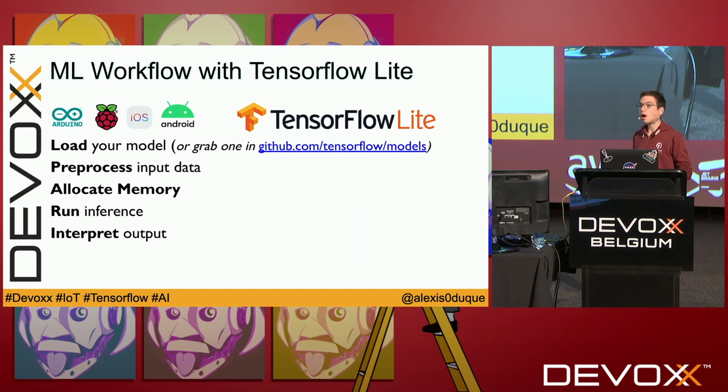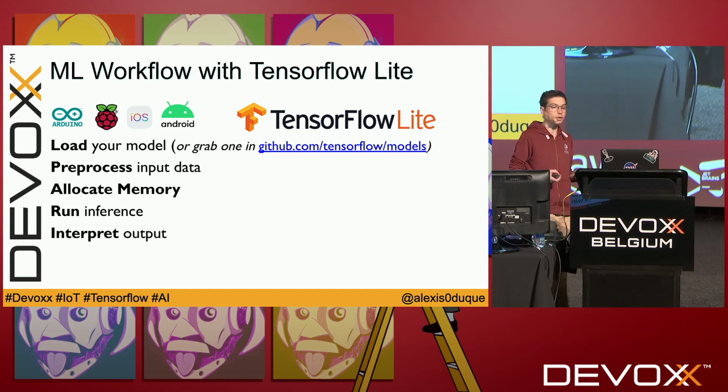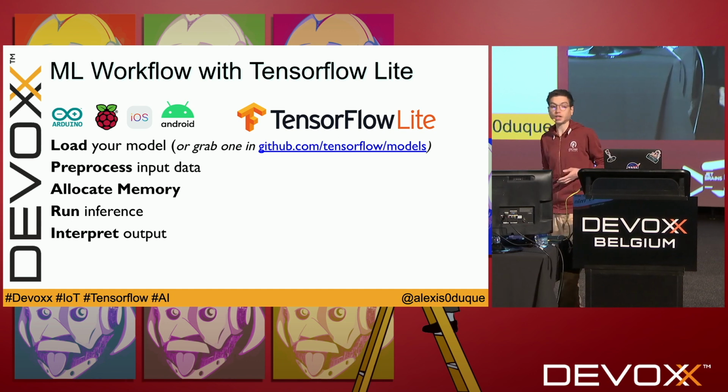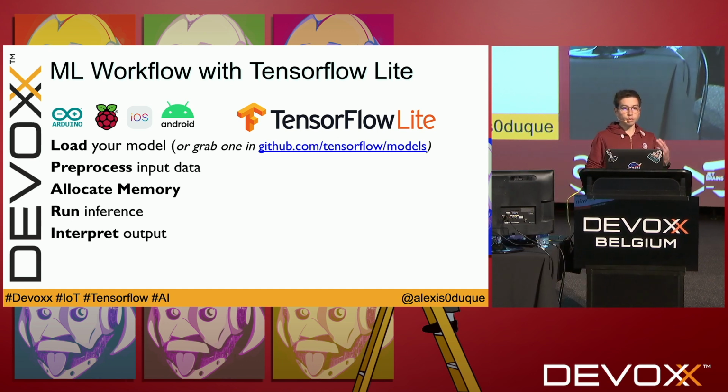On your device, you have to load your model, you pre-process input data, that is data from your sensor, from your camera, or depending on your use case. You can also grab a model on TensorFlow Hub. There are already some models that are converted into TensorFlow Lite format if it corresponds to your use case. After pre-processing the data, you allocate the memory, you allocate the tensors for your model, and then you run inference, you read the output and you interpret the output.